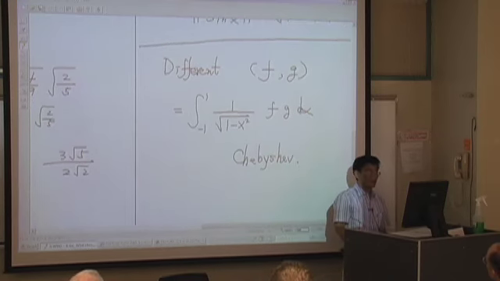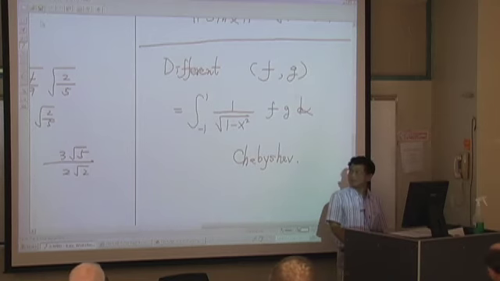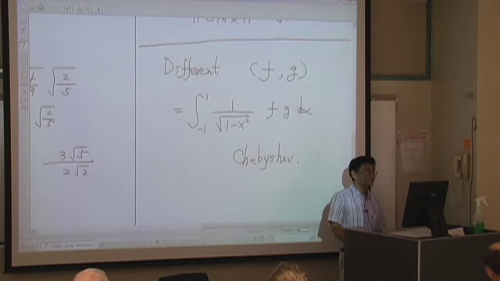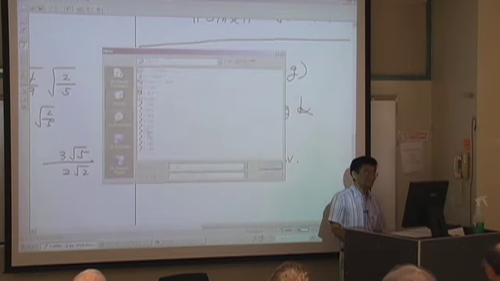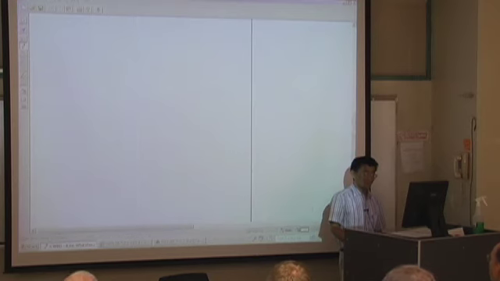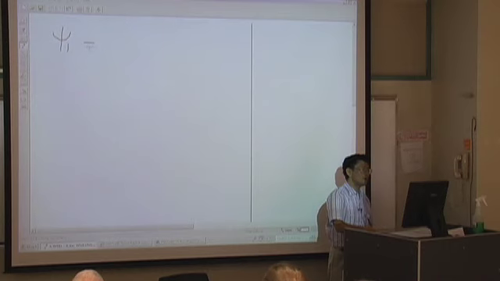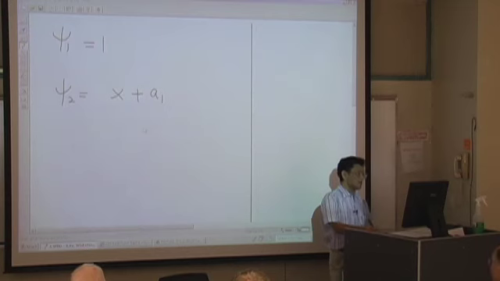So I will handle this case and use the Gram-Schmidt process to find about 3 functions, not 4. With this, the first function is 1. The second function is x plus a1, right? So x plus a1, then the inner product of psi 2 and psi 1 should be equal to 0.